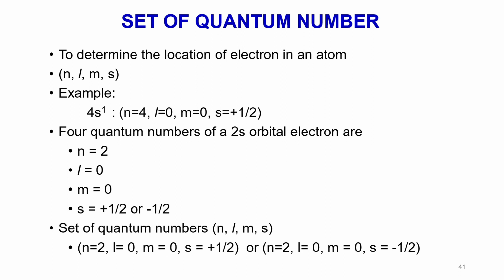Right, next. Set of quantum numbers to determine the location of an electron, n, L, m, and s. The example for 4s, meaning that it is for n is equal to 4, L is equal to 0, magnetic 0, spin positive half. For quantum numbers of 2s orbital are n is equal to 2, L is equal to 0, magnetic 0, spin positive or negative half. And set of quantum number n, L, m, s dia adalah 2, 0, 0, positive half or 2, 0, 0, negative half.